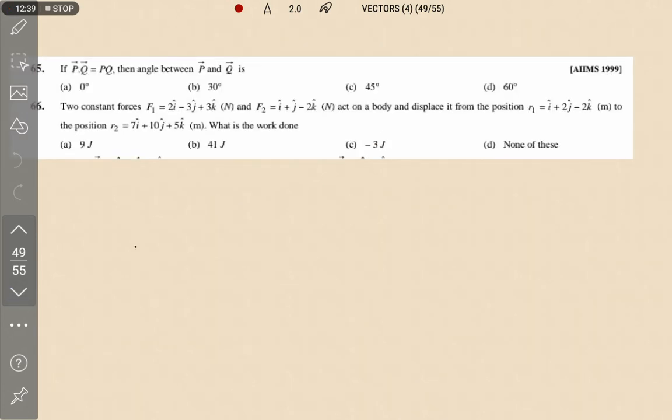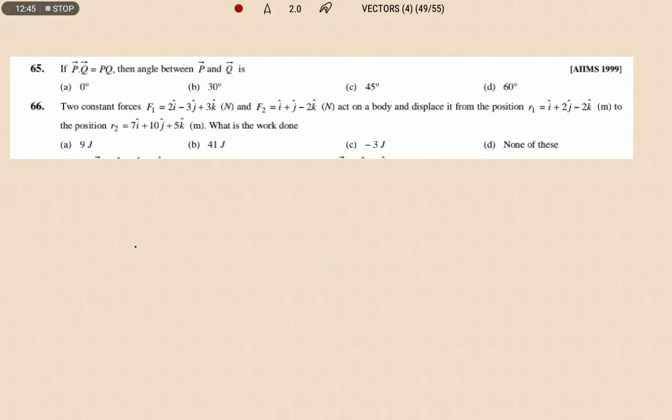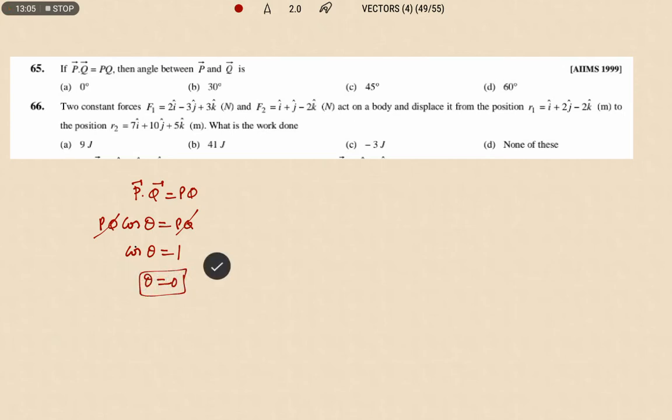If p bar dot q bar is equal to pq, then what is the angle between p bar and q bar? So p bar dot q bar equals pq. p bar dot q bar is nothing but pq cos theta, that is equal to pq. pq gets cancelled, cos theta is equal to 1. Therefore theta equals 0. That's it.